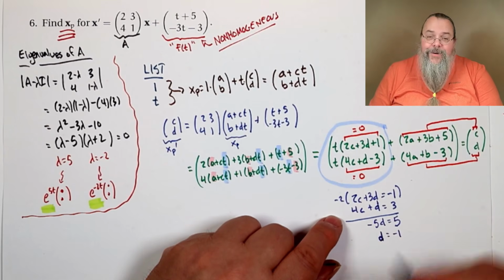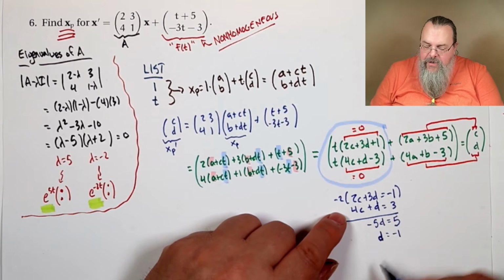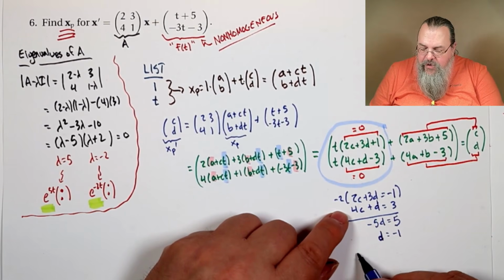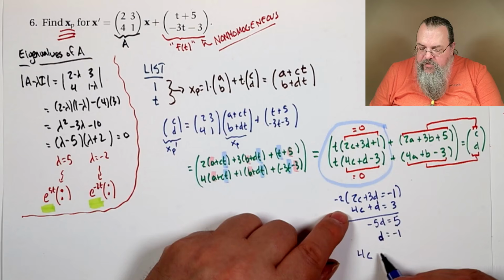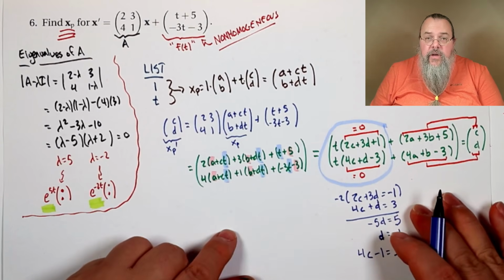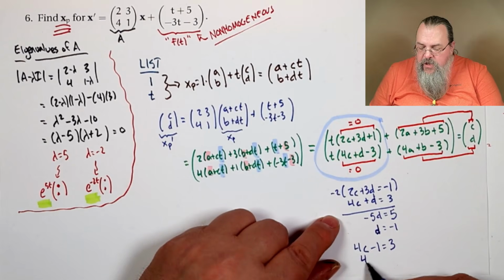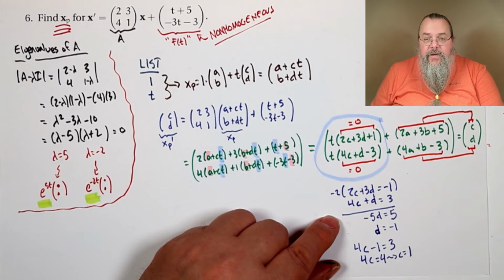All right, we got one of our unknowns. Once we know d, plug it in. So here, for instance, we can say 4c plus d minus 1 is 3. Or, let's see, I can move this up a little bit. Yeah, there we go. 4c is 4, or c is 1. Okay, so we have d is minus 1, c is 1.